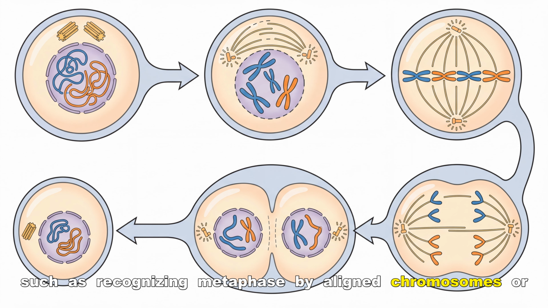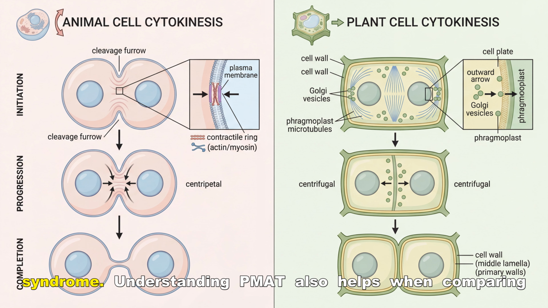The MCAT often tests your ability to identify stages from descriptions or images, such as recognizing metaphase by aligned chromosomes or anaphase by separating chromatids. Another common question involves errors like non-disjunction, where chromosomes fail to separate properly during anaphase, leading to aneuploidy, which connects to genetics topics like Down syndrome.